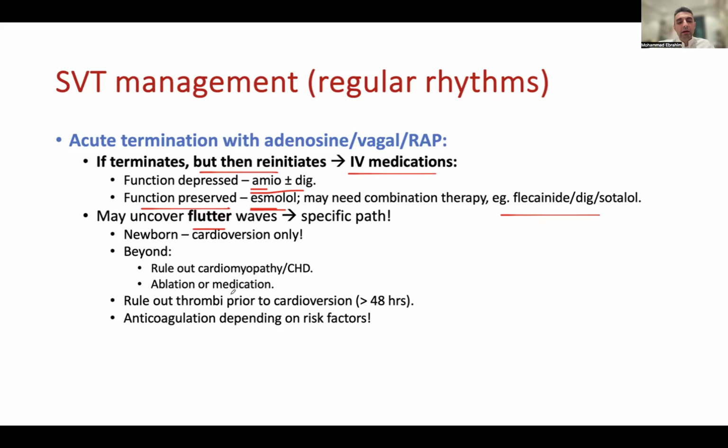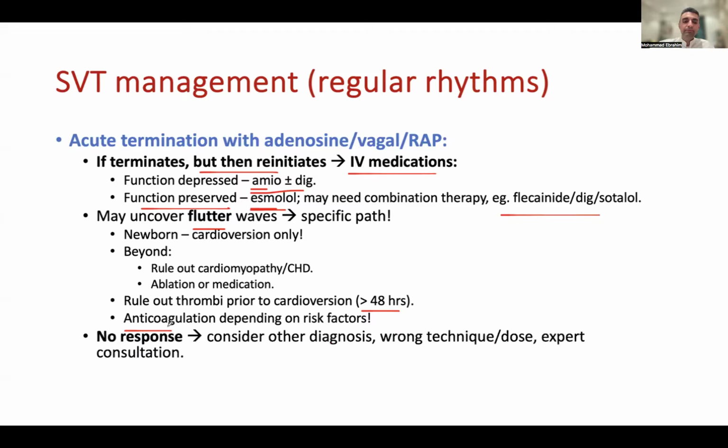Obviously, you want to rule out thrombi prior to any cardioversion if the flutter is prolonged, and then you want to assess risk for anticoagulation administration. You want to assess risk factors to figure out whether the patient deserves any anticoagulation long term or not. So for flutter in a newborn, it's usually transient, you cardiovert, and that's it. If there is no response to adenosine or vagal maneuvers, then it might be another diagnosis, the technique is wrong, or you should probably consult an experienced electrophysiologist.